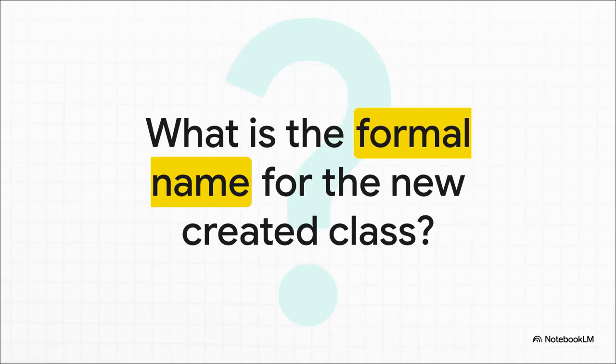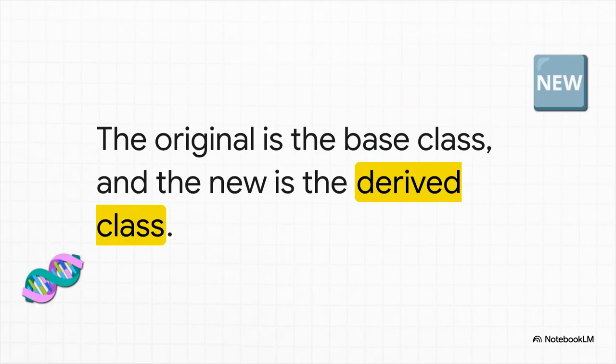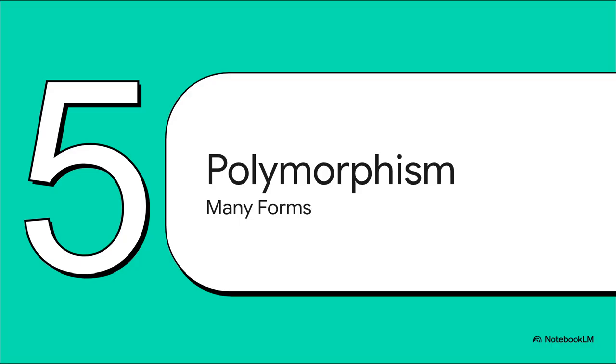Time for a pop quiz to lock this concept in. What's the formal term your professor uses for the new class that's created during inheritance? It's called the derived class. The original one is your existing or base class, and the new one is the derived class. Make sure you use that specific academic vocabulary on the exam to guarantee full credit. All right, home stretch. Section 5, Decoding Polymorphism.